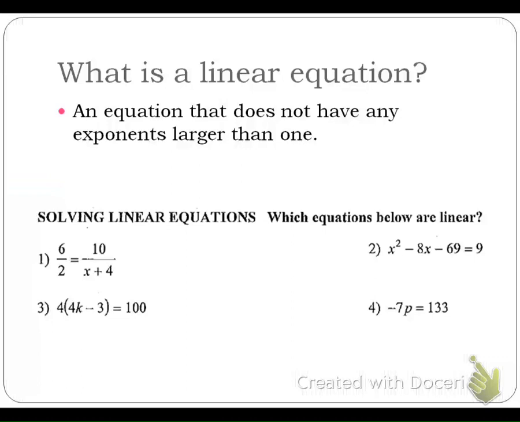So look at our examples down below. Which one of these is not an example of a linear equation? Problem number 1. Do you see any exponents that are greater than 1? No, I see a variable of x, but it doesn't have any exponents on it. Look at problem number 2. Do you see the exponent of 2 up in the air? Because that has an exponent of 2, this is not considered a linear equation. The other two examples there, problem number 3 and problem number 4, do not have any exponents greater than 1, so those are all linear equations.